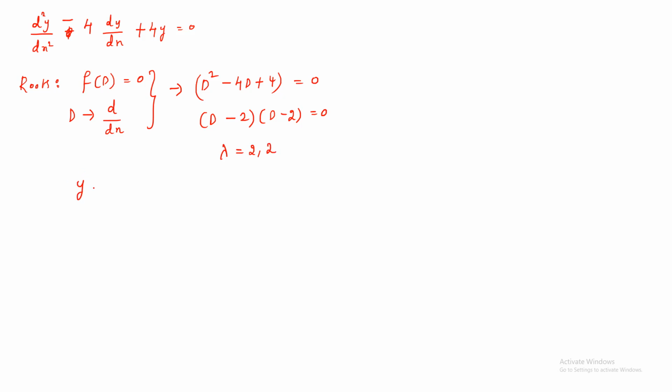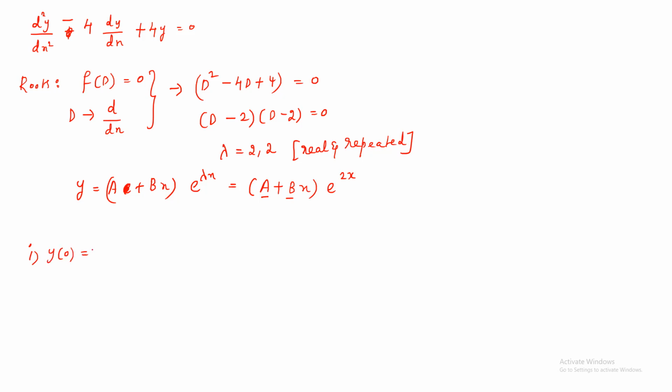Then we will get the equation of the form (a plus bx) e power lambda x. In this case our lambda is 2, which are real and repeated roots. So we'll get the equation of this form, y is equal to (a plus bx) e power 2x. So we have to find the constants a and b. For that we have the boundary conditions. Our first boundary condition is y of 0 is equal to 1.